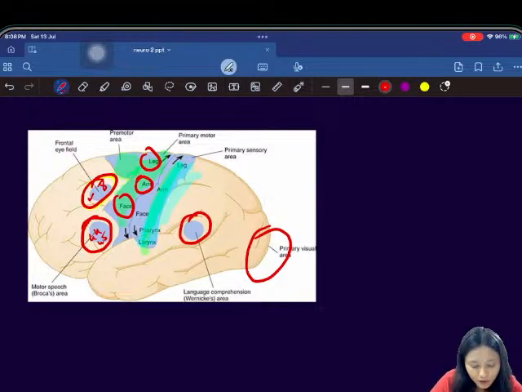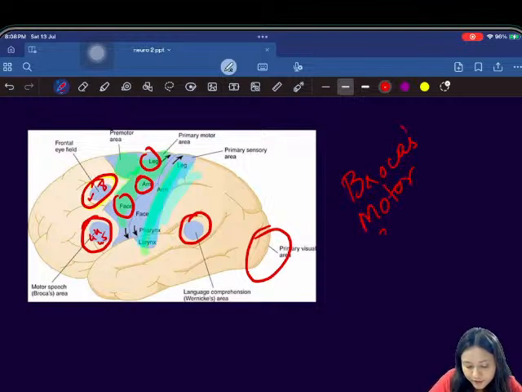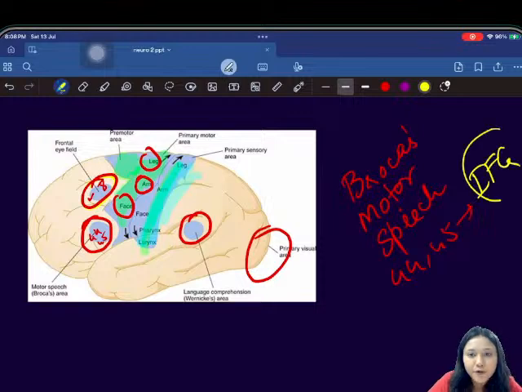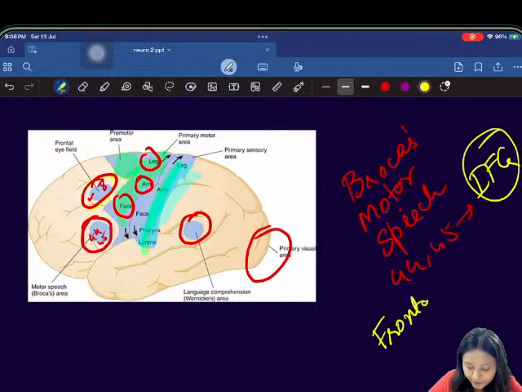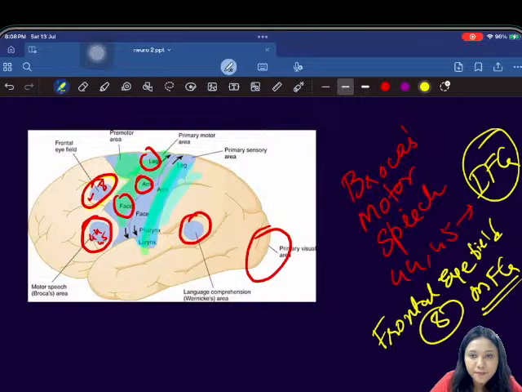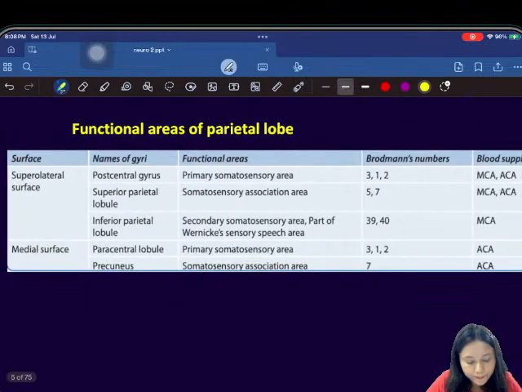Okay. So now you're clear that in the frontal lobe, Broca's motor speech area, area number 44, 45, is in the inferior frontal gyrus. Okay. And the frontal eye field is in area number 8, that is the middle frontal gyrus. Very important. These two are very important questions, asked and repeated every time. Okay, let us go to the parietal lobe now.